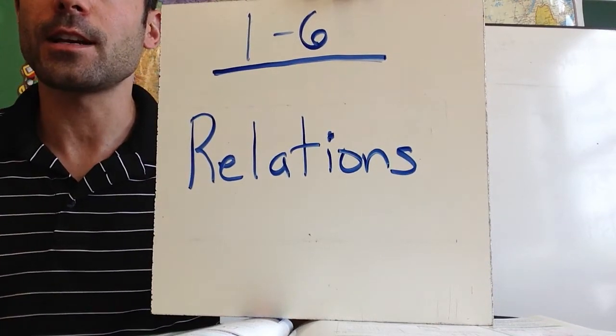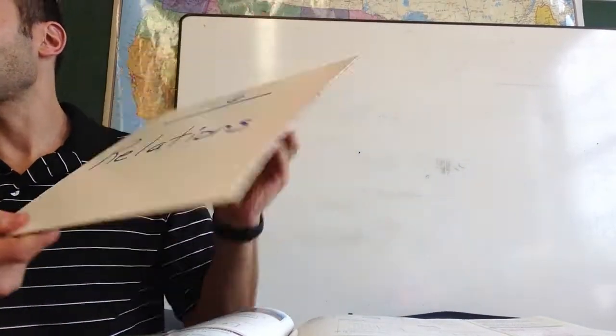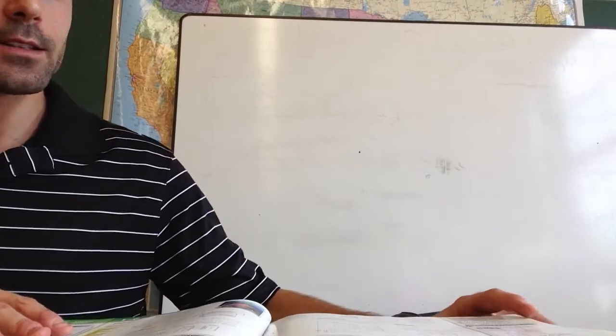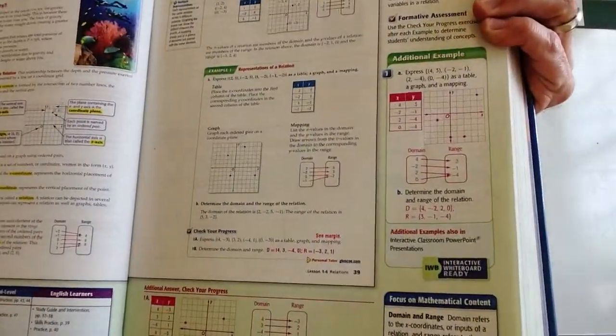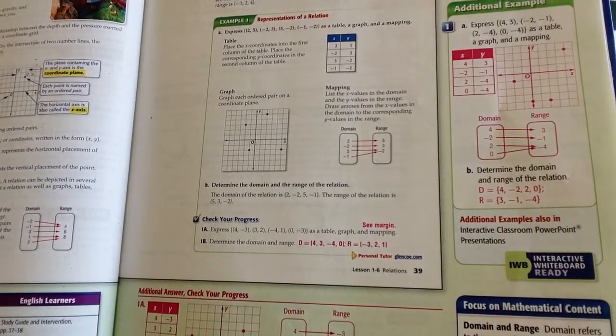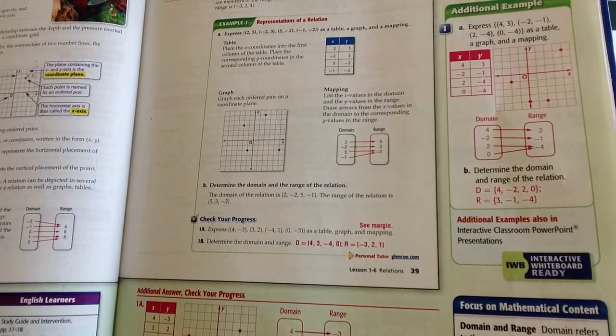Today's video is going to discuss chapter 1.6, relations. So thinking about that word relations, what we're going to be talking about is the relationship between the x value and the y value. I'm going to use the book to start off. If you can see example 1, we're going to talk about 4 different ways that you could show this relationship.